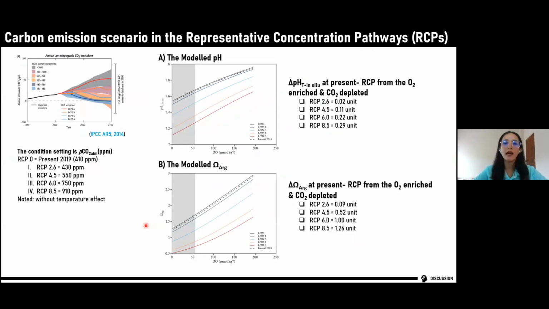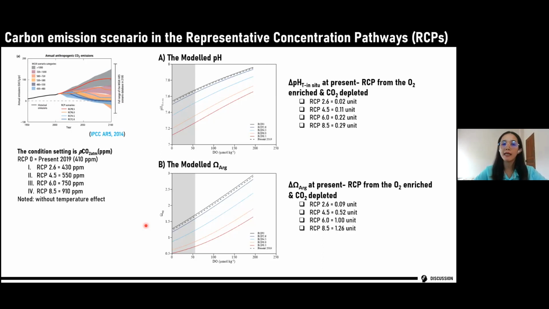These pathways are consistent with the wide range of possible changes of carbon dioxide in the future. This study calculated the predicted pH and aragonite saturation due to organic carbon remineralization with different levels of carbon dioxide in the atmosphere provided by the IPCC since 2014.